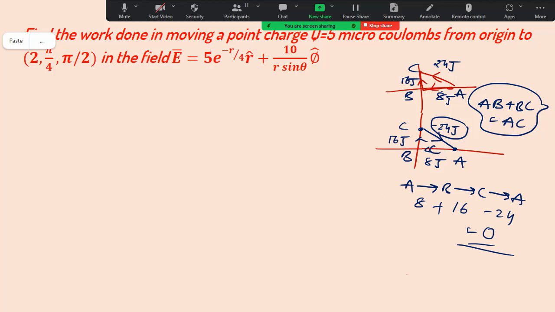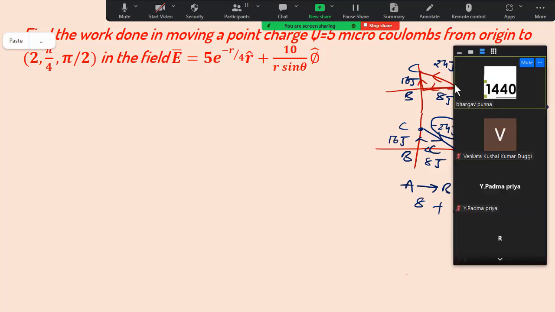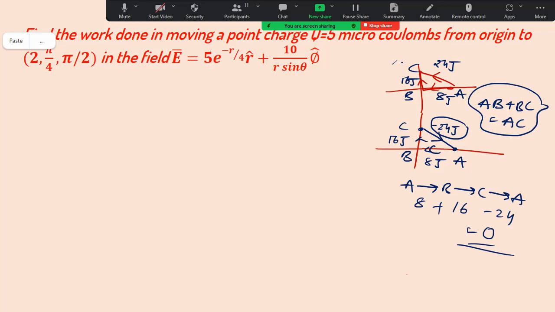So what is the difference between the first case and the second case? In the first case, the end points are the same. Where you have started, that point is the same in two paths, and where you have ended, that point is the same in two paths. But here we can consider it is a single path only. You have started at A, then moved to B, then moved to C, then again you are coming to A. That means you are moving around the closed loop.